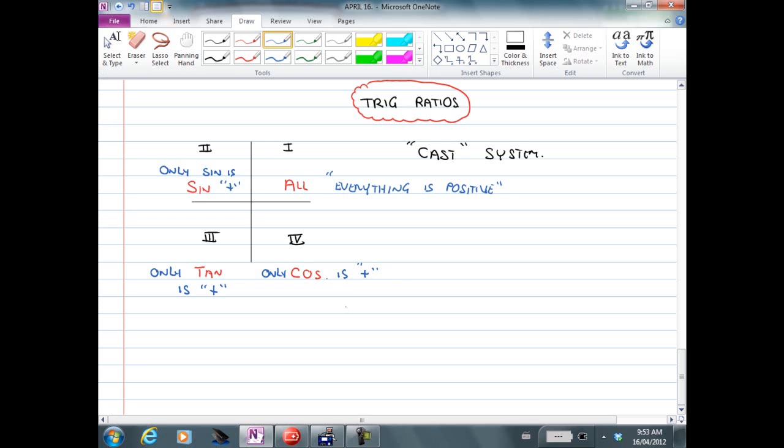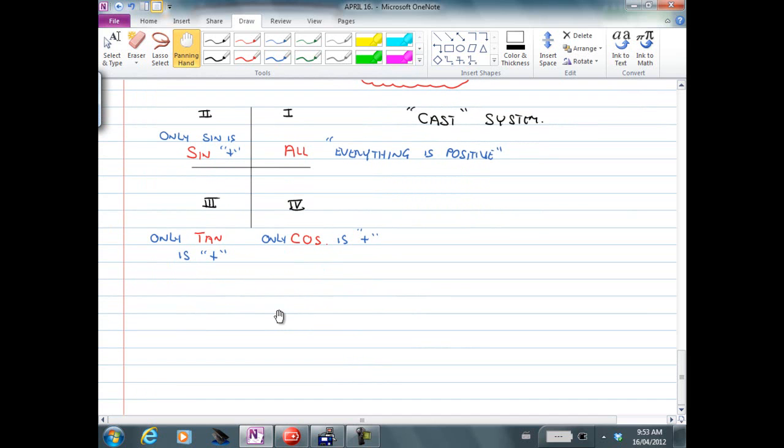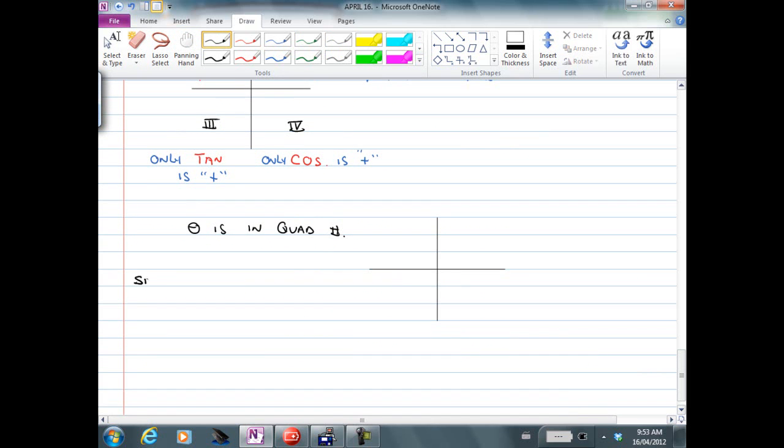I'm going to go back to this and refer to this later, but for now, I'm going to give you a little scenario. I'm going to say theta is in quadrant 2. Let's draw a little grid. I'm also going to say sine theta equals 3 over 5. And the question says, find cos theta, tan theta.